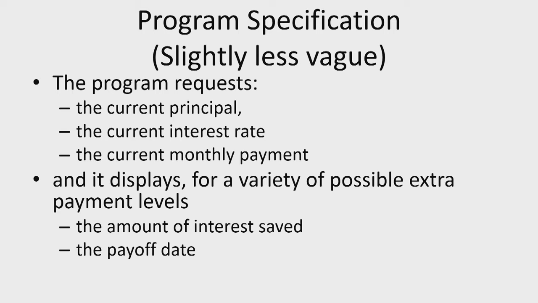And then it will display, for a variety of possible extra payment levels, the amount of interest I'm going to save over the lifetime of the loan, and how the payoff date is going to change. Obviously, if I pay off more and more every month, then the loan gets paid off earlier and earlier, right? So I'm not sure how I'm going to solve this.